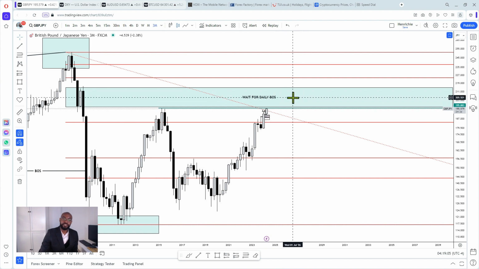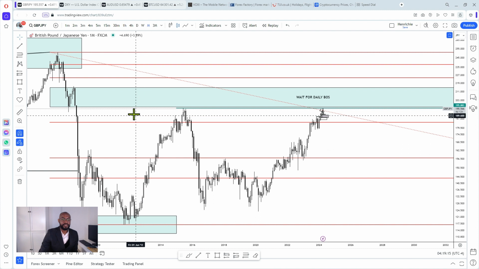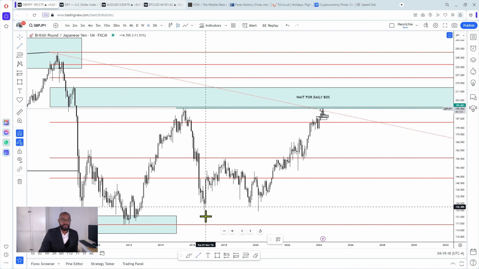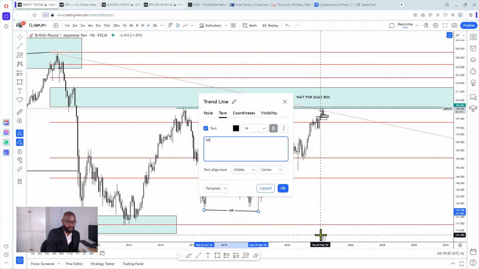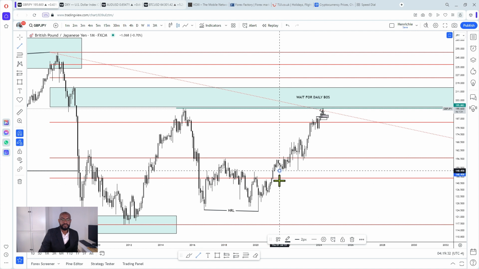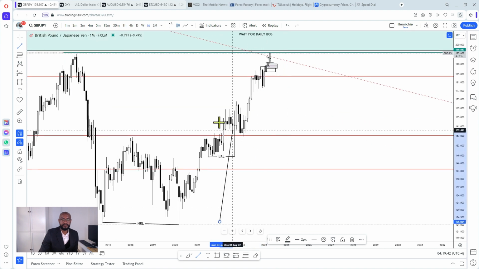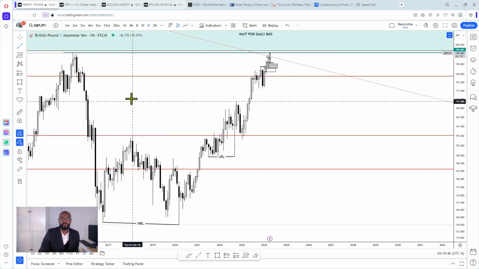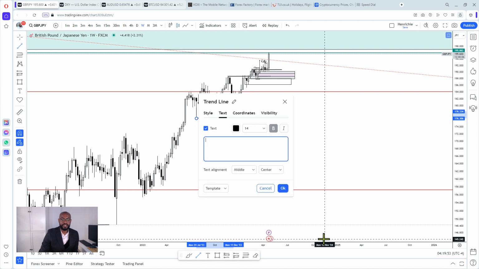But if I do see a daily break of structure from here, I will be selling this very, very hard. And I'll be targeting a lot of low resistance liquidity positions. So right here, we have high resistance liquidity. Right here, we have low resistance liquidity. Right here, we have low resistance liquidity.